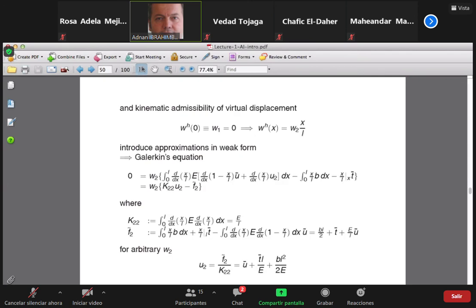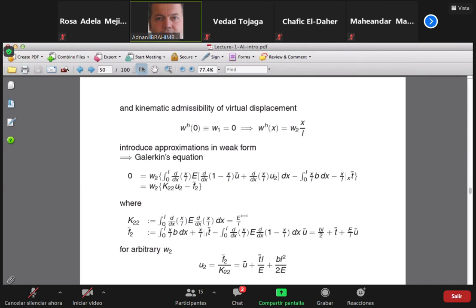So this is the d over dx of the shape function x over L, E times d over dx. Here is the total expression for displacement, which depends on U bar and so on and so forth. These are the shape functions for the external forces, the shape function multiplied by the applied load, so we get the equivalent external load. And so I know this should be written as W2 times K22 U2 minus F2. Now, K22 is the component of the stiffness matrix for the second node. It happened to be E over L.